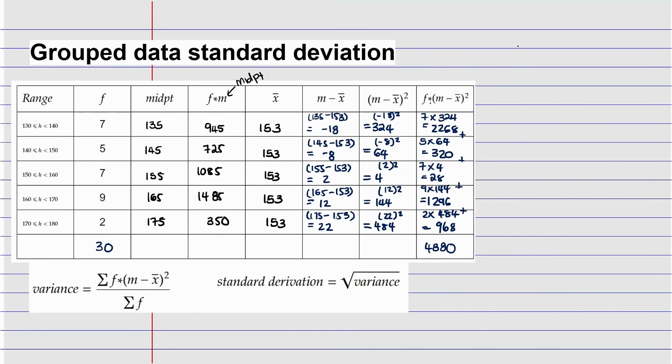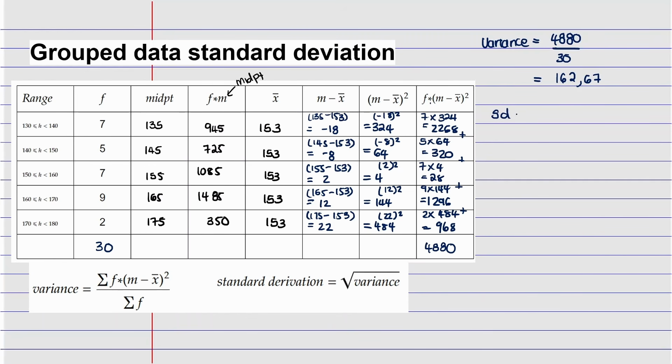So therefore, our variance is equal to 4880 divided by 30. Your variance is going to be equal to 162.67. But we're looking for standard deviation.